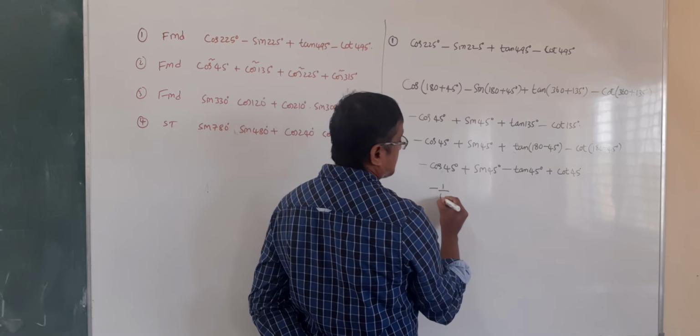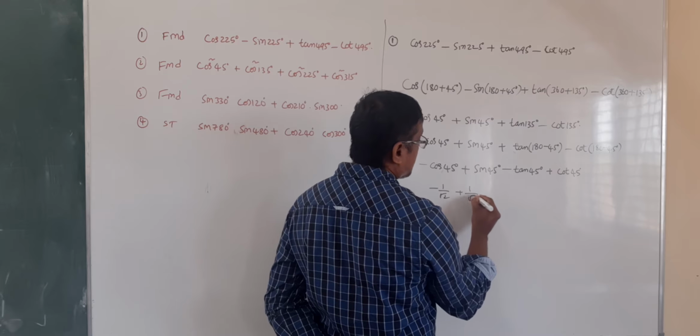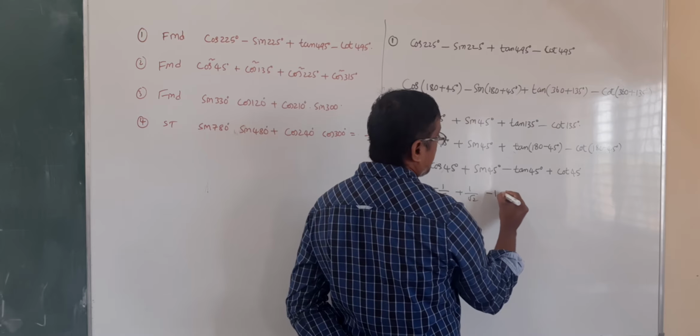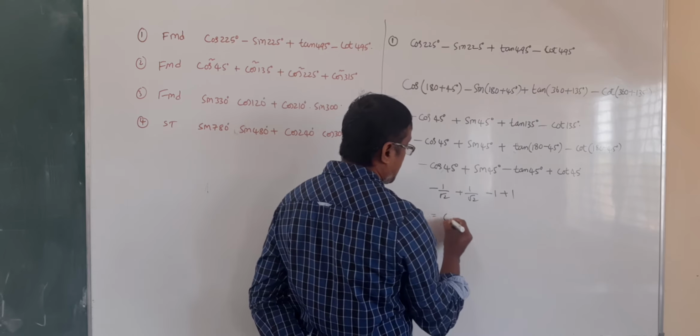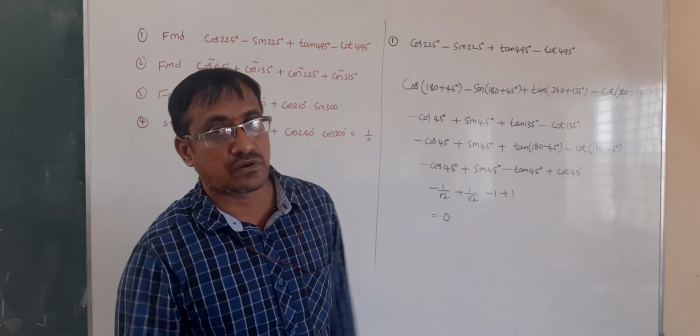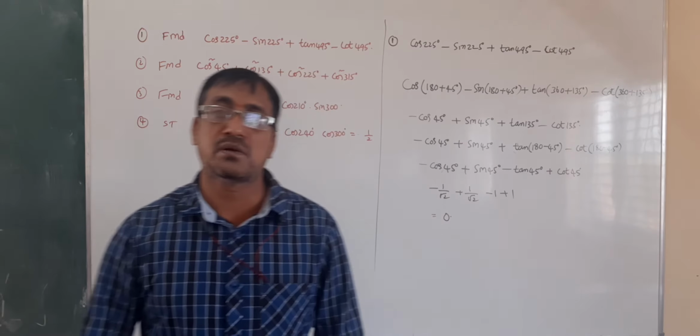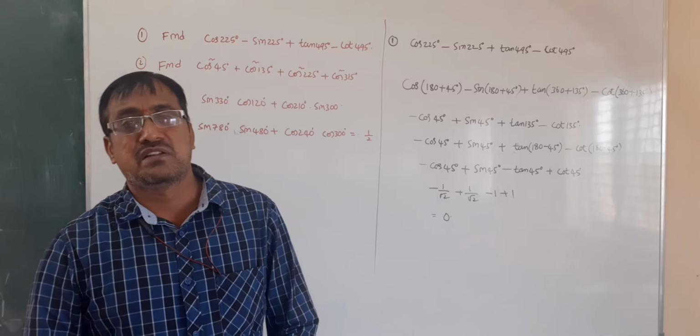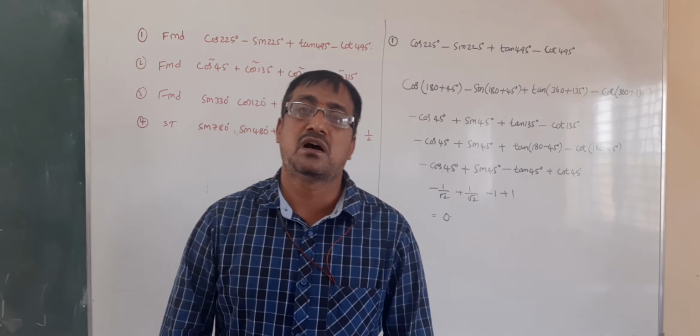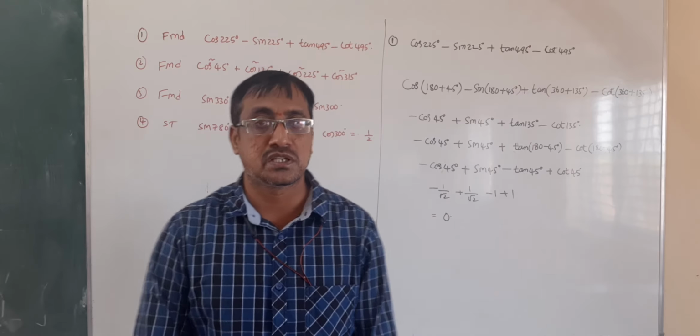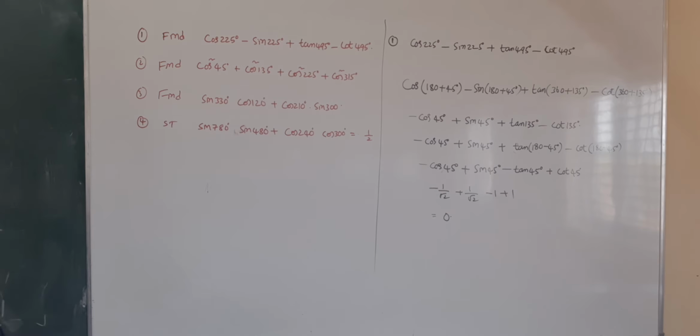Cos 45 is 1 by root 2, sin 45 is 1 by root 2, tan 45 is 1, cot 45 is 1. You will get 0. That is how you need to do the problems. But it is very important that you read all the formulas, no doubt about that. And you have to do these problems as homework.